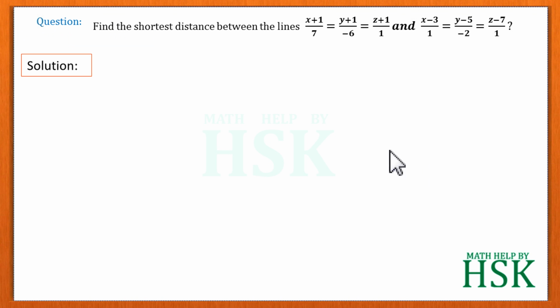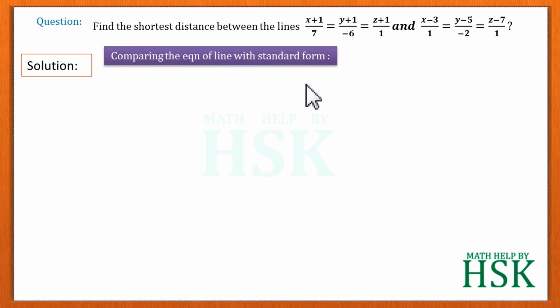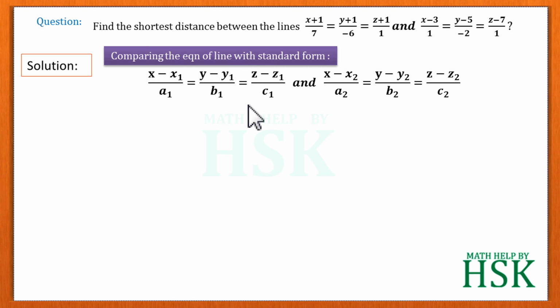Now, because the lines are given to us in Cartesian form, we are going to apply the formula for the Cartesian form. First of all, we are going to calculate the values of a1, b1, c1, a2, b2, c2, that is, comparing both equations with the standard form. After this we calculate x1, y1, z1 and a1, b1, c1, and similarly x2, y2, z2 and a2, b2, c2. Now both the equations are given in standard form.